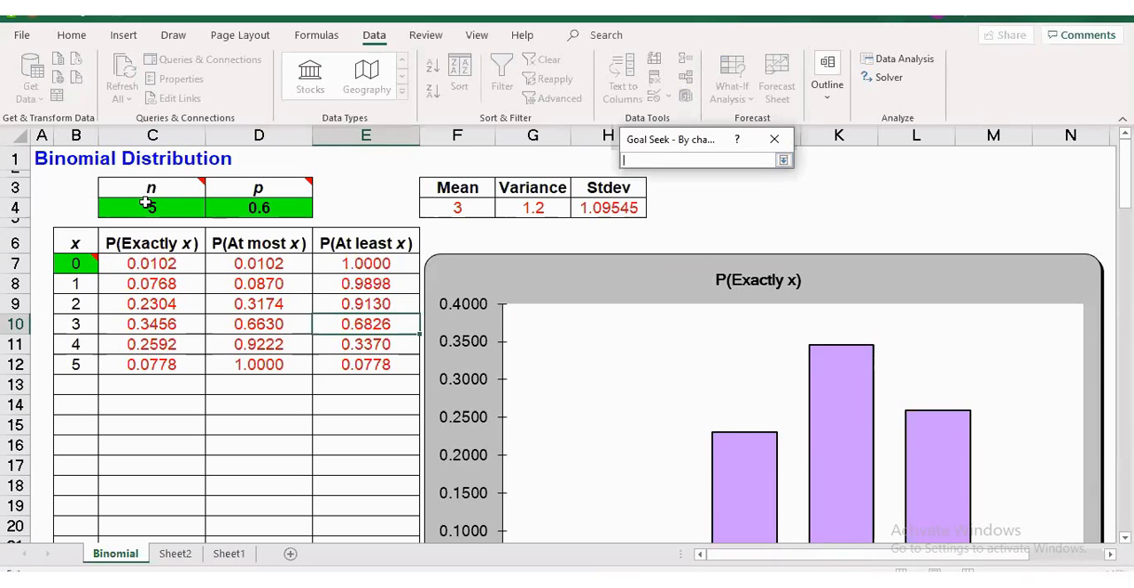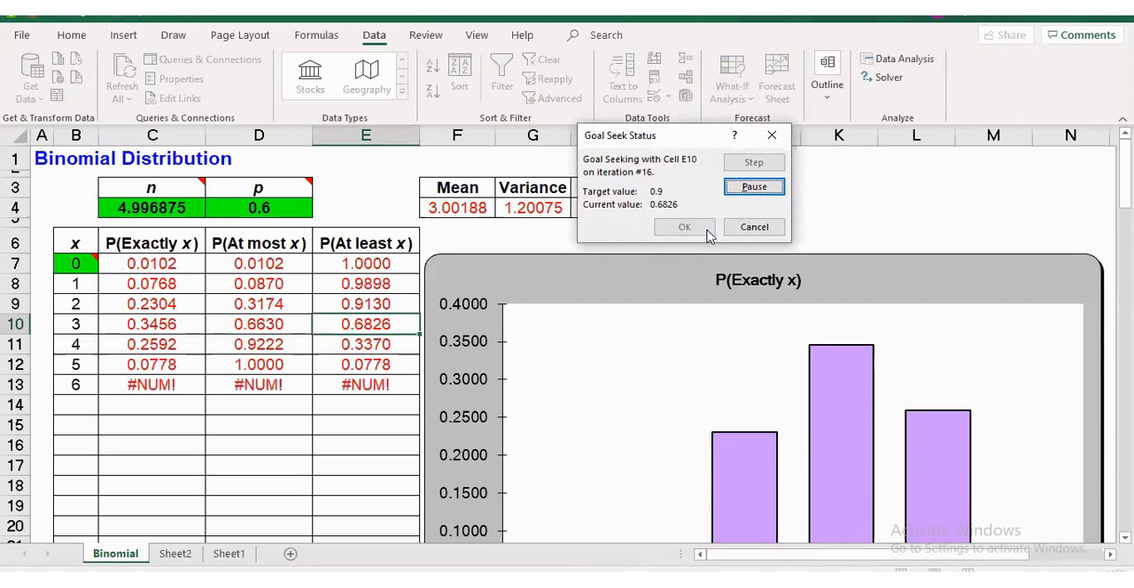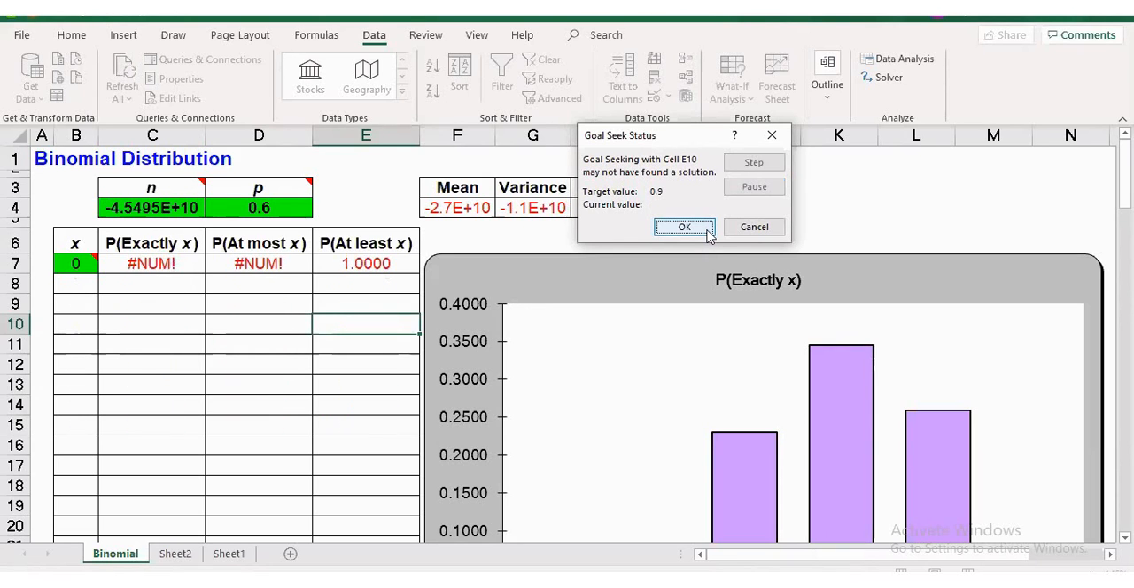90%. By changing what? This one? I hope it is not going to get the negative value. This is an Excel problem. It's not my problem. Something is wrong. Excel is giving the wrong answer. So if you use sophisticated software like R and Python, it's going to give the proper answer. You guys are getting? But still, I can do this.